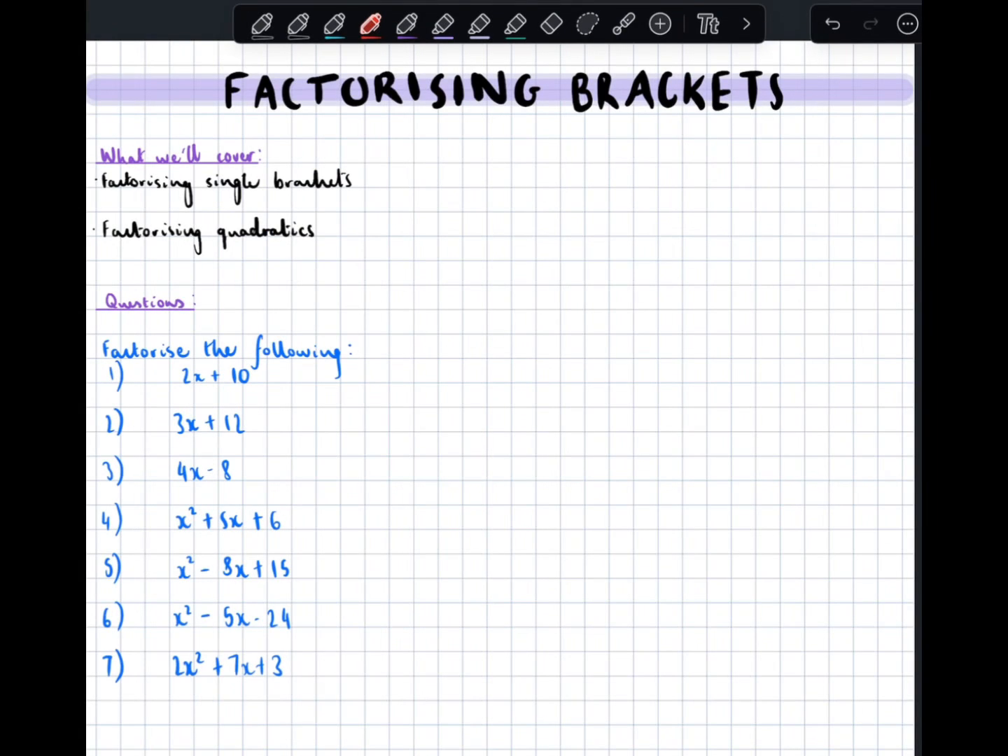Welcome to Math Pathways. Today we're learning how to factorise brackets, starting with single brackets, and then we'll be moving on to factorising quadratics. Now, factorising just means writing an expression as a product of factors. In simple terms, we're reversing expansion. So let's just take a look at question 1.